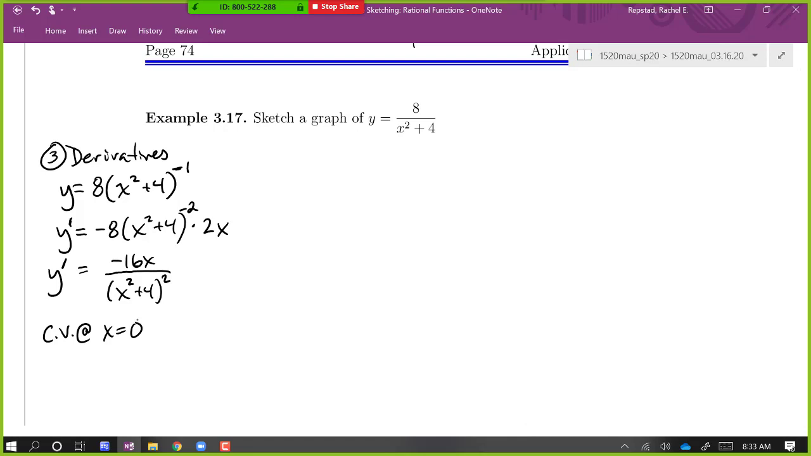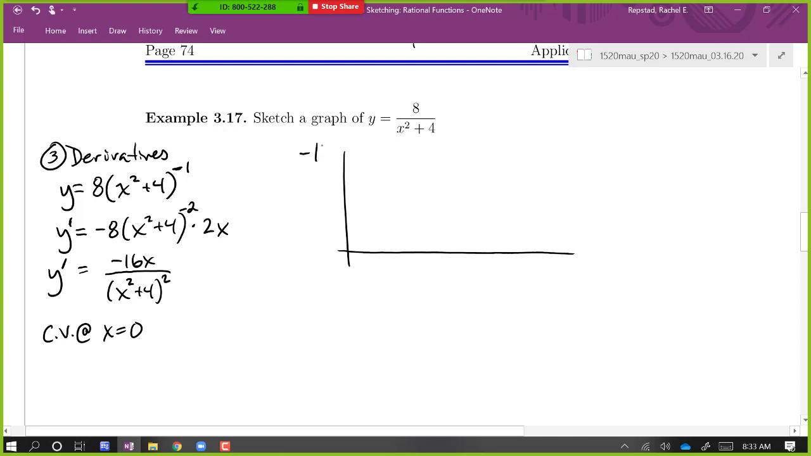Critical values, if you recall from the last section, were where the derivative is 0 or undefined. So if you're looking for critical values, you also have to consider where you might divide by 0. Where it might cause division by 0, that's still a critical value. Of course, that doesn't happen. X squared plus 4 is never 0. But just so we're aware that that can give us more critical values than we would have expected in the last section. And we can make a little sign chart.